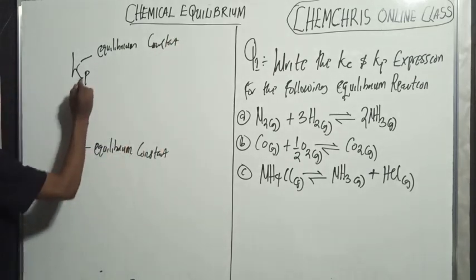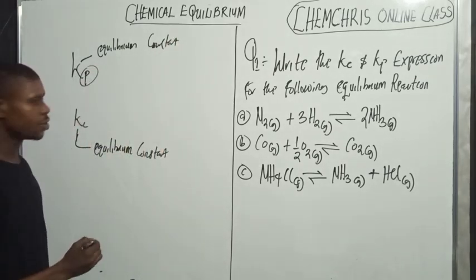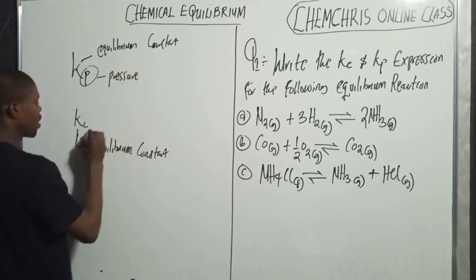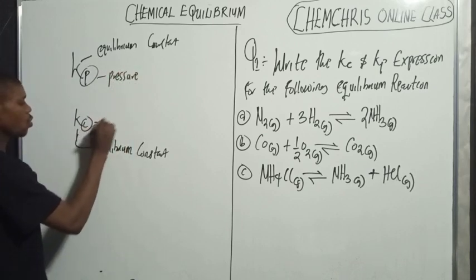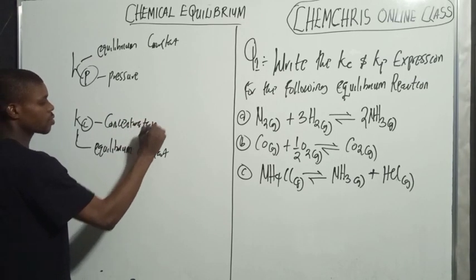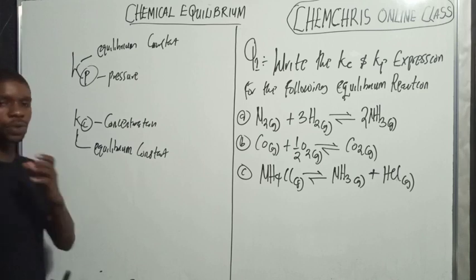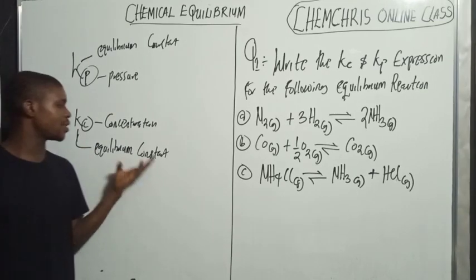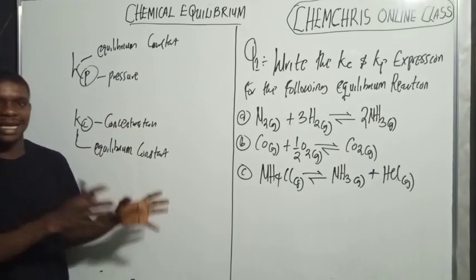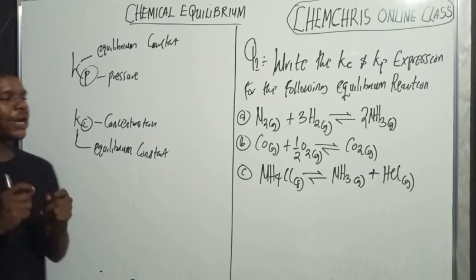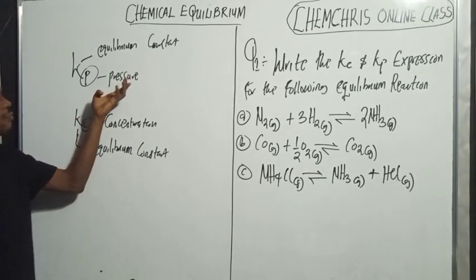Now this P means pressure, right? So here we have pressure. Here we have C, which means concentration. So what we want to understand here is that Kc means the equilibrium constant in terms of the concentration of the reactant and the product. Then Kp means the equilibrium constant in terms of pressure.